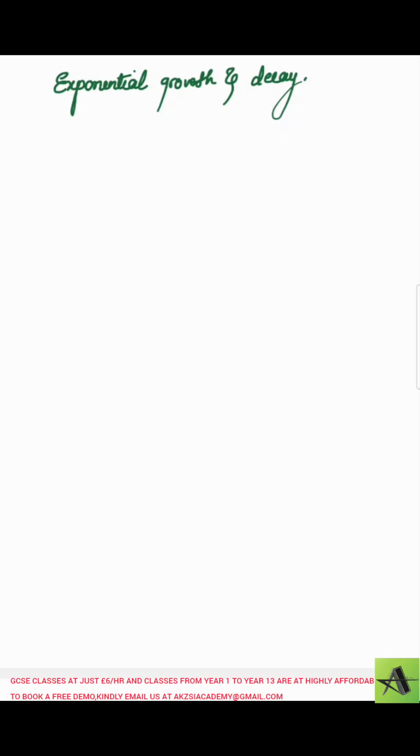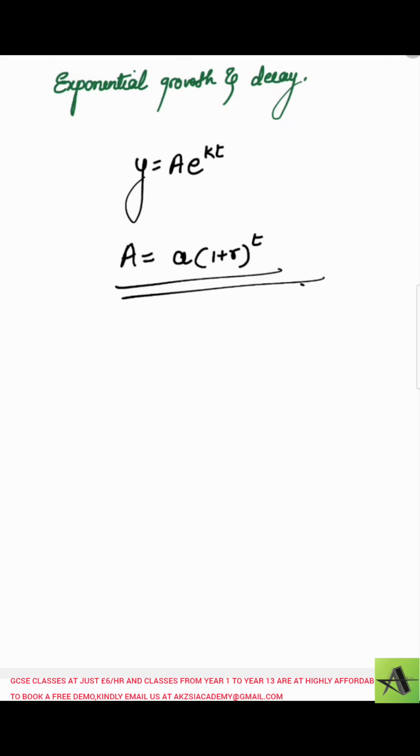So let me start with exponential growth and decay. The general way of writing is y equals a e to the power of kt, but this e is not in your syllabus, so we'll be using another formula, which is, let's say, y equals a, or we can use any letter for it, times (1 plus r) to the power of t. So this is what we'll be using.